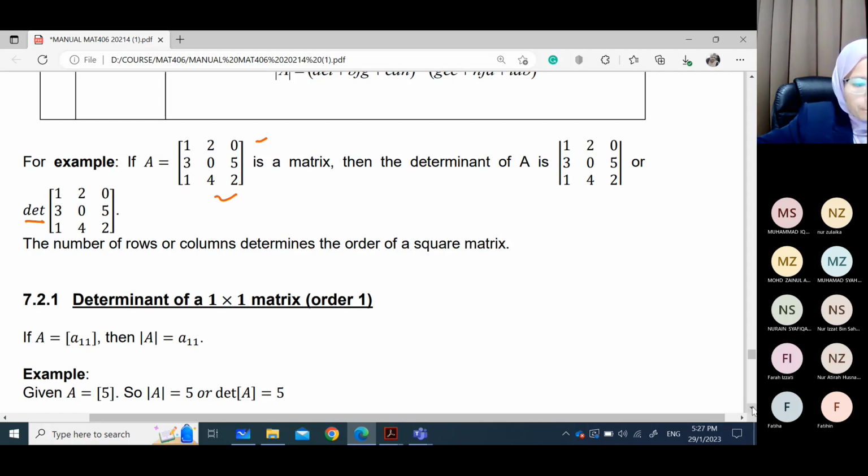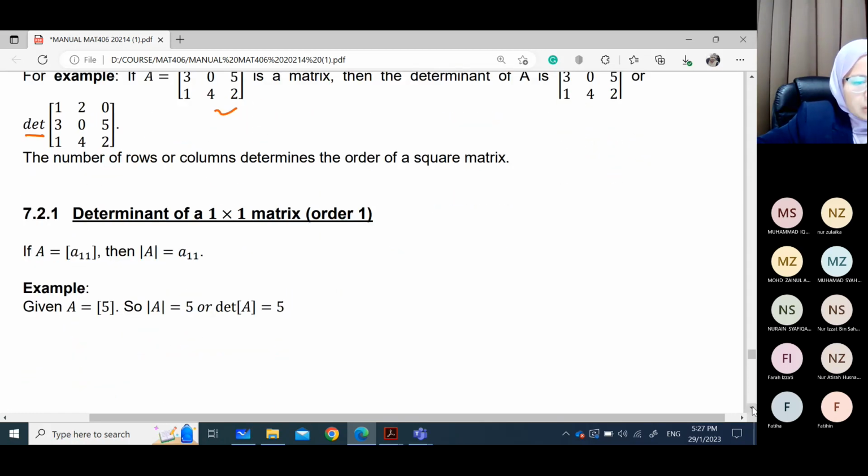So the number of rows or column determine the order of a square matrix. Okay, so determinant of 1 by 1 matrix, which is order 1. So order 1 maknanya size dia 1 by 1 lah. Itu kita panggil sebagai order 1. Okay, so the determinant for order 1, which is we only have one entry, so it is about A11. So maknanya kalau kita ada matrix A yang ini, 5, so determinant of A is 5.